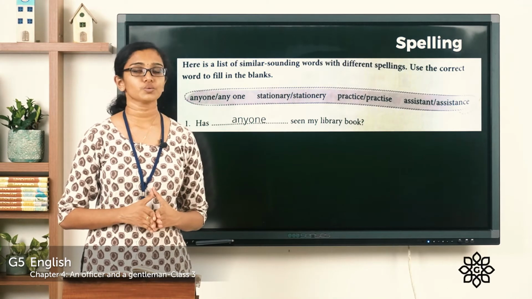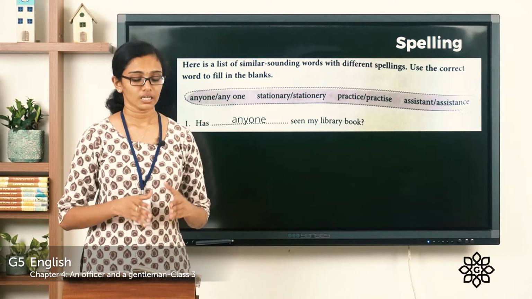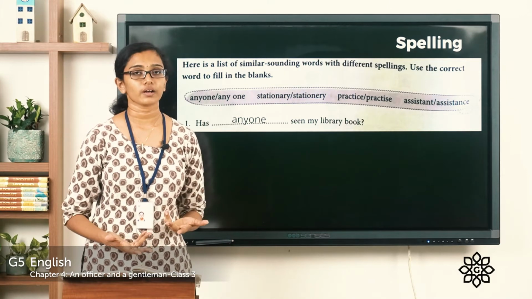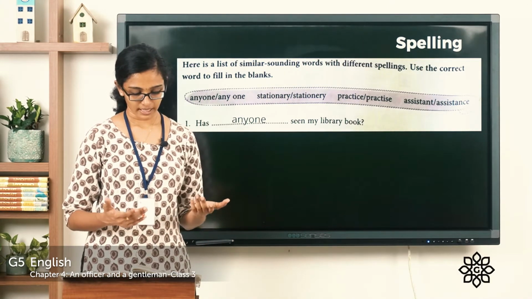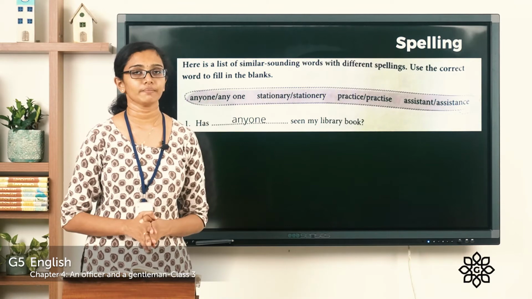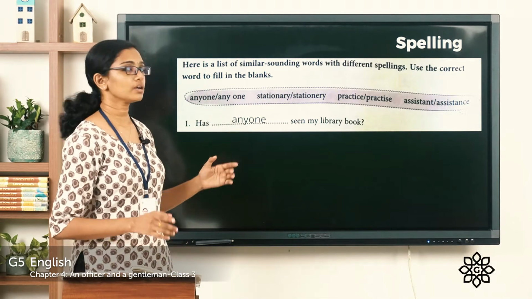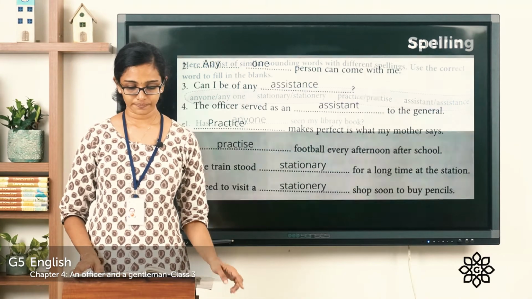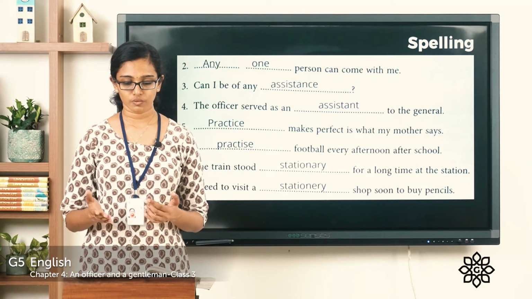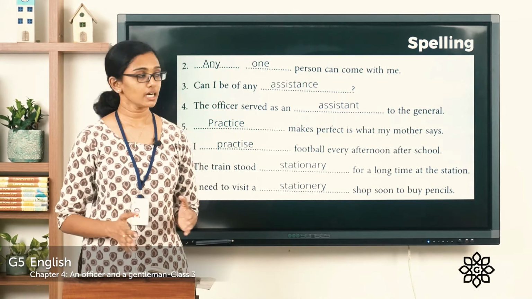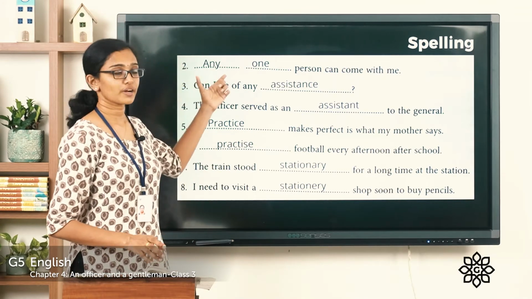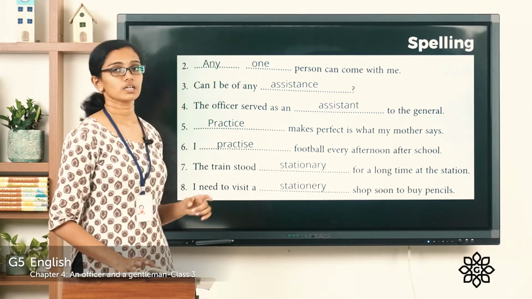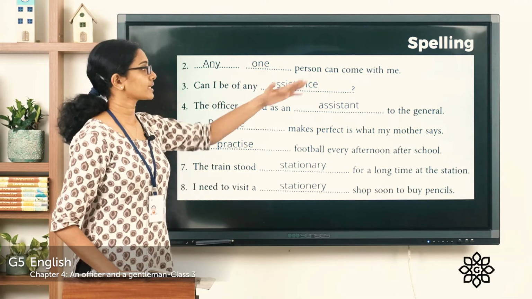So here, which one do you think is the correct option? It is has anyone or anybody. Has anyone seen my library book? The word anyone without a space in between. Now let's see the second question. Dash dash person can come with me. So here you are supposed to use the phrase any one. Any one person can come with me.